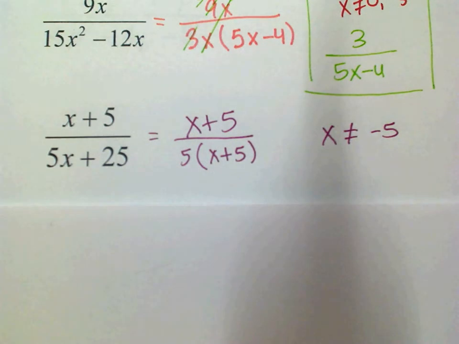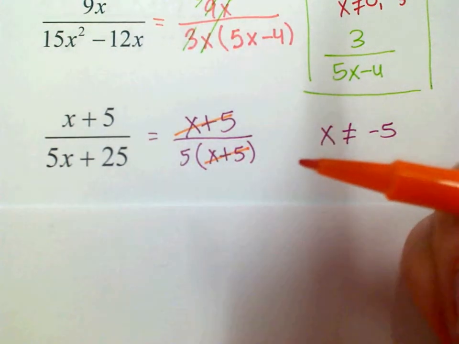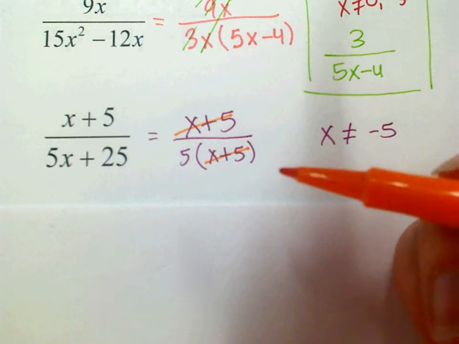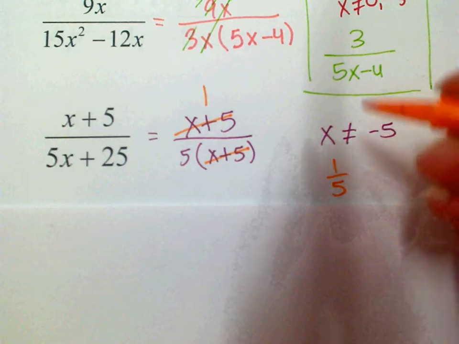And now what simplifies? x plus 5 over x plus 5. Am I left with anything in the numerator? Yes, because something divided by itself is 1. So the answer is 1/5, and the excluded value is negative 5.